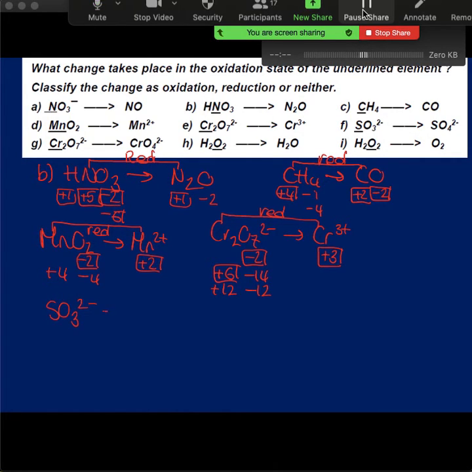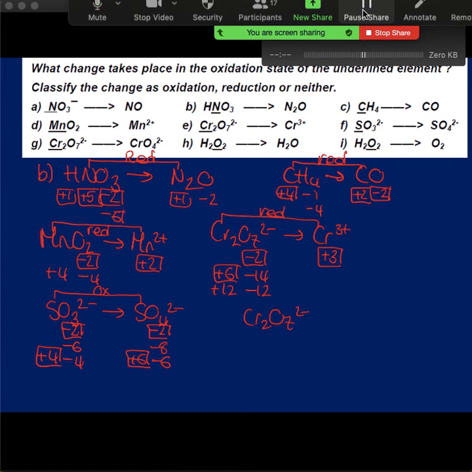SO3 2 minus goes to SO4 2 minus. Oxygen is minus 2. I have 4 of them, negative 8. I need to have 2 left over, negative 6. It makes sulfur here plus 6. On this side, oxygen is negative 2. I have 3 of them, negative 6. I have to have 2 left over, negative 4. It makes this plus 4. My sulfur is going from plus 4 to plus 6. That is an increase in oxidation state. This is oxidation.